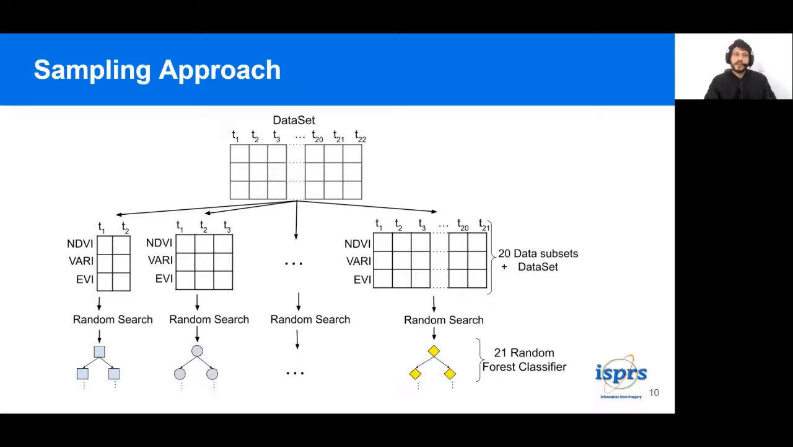The training data set was split to generate data subsets with different numbers of observations. The split method considers a cumulative approach starting from the first date. For each date, subsets were created, increasing the number of observations included one by one. This approach generated 21 data subsets, and each one resulted in one random forest classifier.